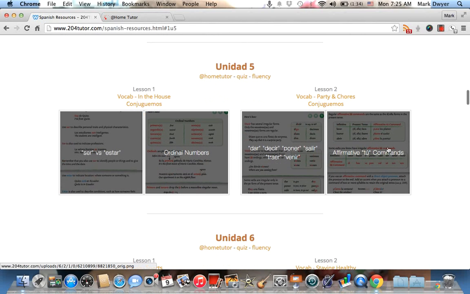Let's talk about commands, affirmative tú commands. We're in Unit 5, Lesson 2 of the Spanish 1 book, and we're doing the second grammar point, which is about affirmative tú commands. Up to this point, we've talked mostly about the indicative mood, which means we're making statements.